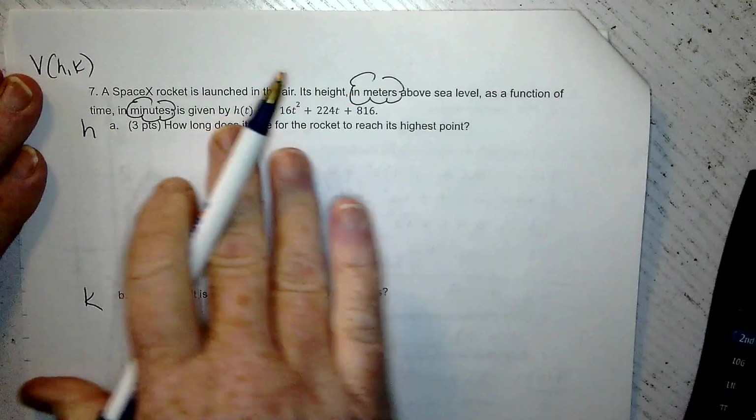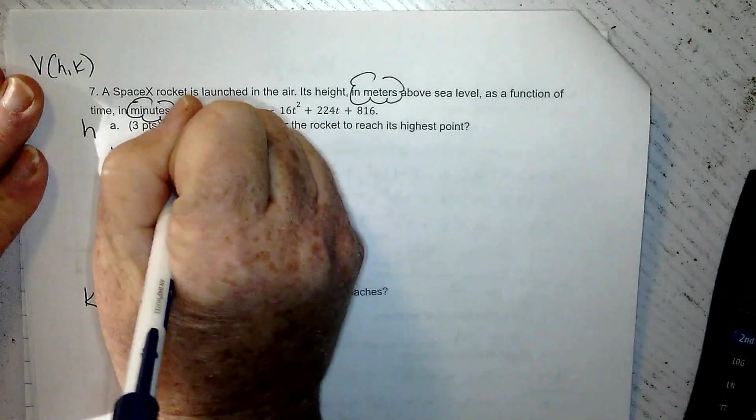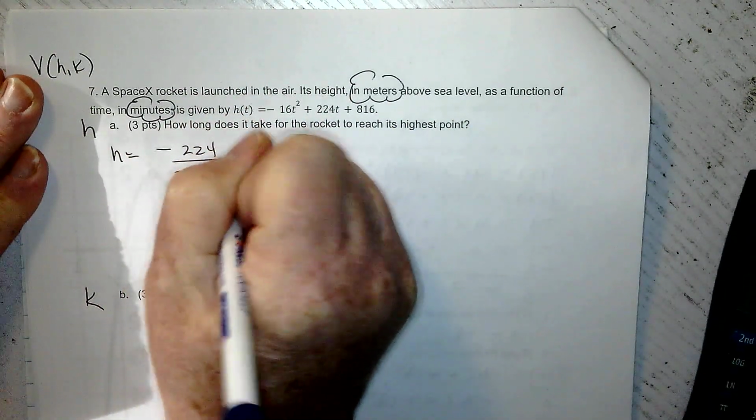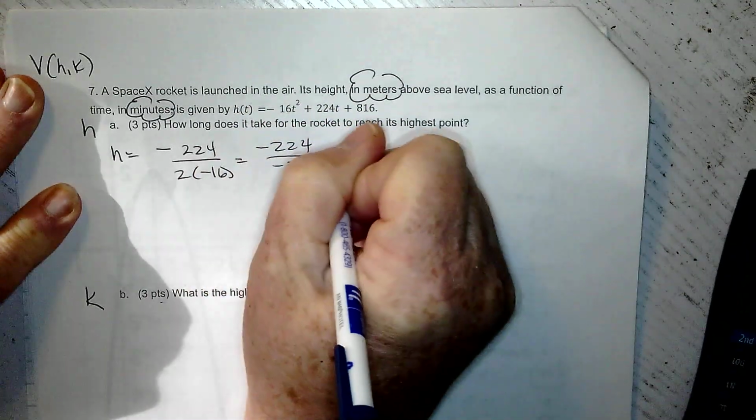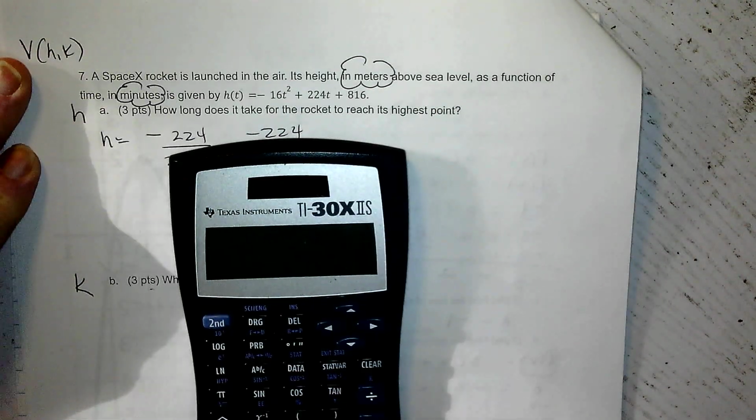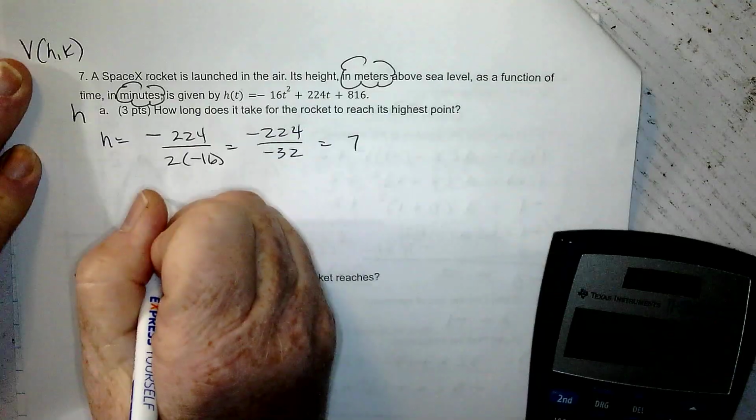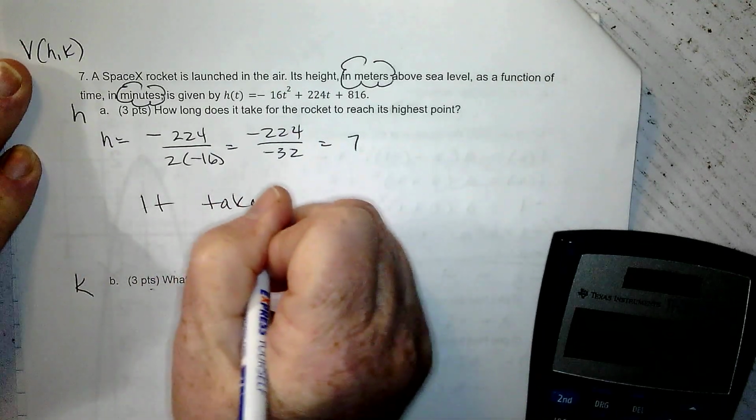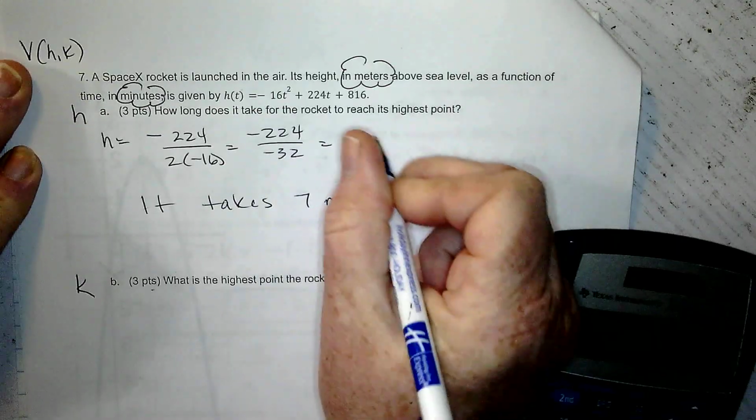So let's start with how long does it take the rocket to reach its highest point? h is equal to negative b over 2a. So negative 224 over 2 times negative 16. Negative 224 over negative 32. Well, it's going to give us positive, which is good. 224 over 32 is 7. So how long does it take? It takes 7 minutes to reach its highest point.